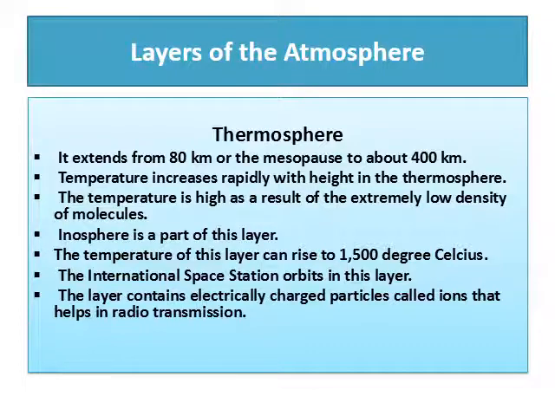Now the next layer is thermosphere. It extends from 80 km or the mesopause to about 400 kilometers. Temperature increases rapidly with height in the thermosphere. The temperature is high as a result of the extremely low density of molecules. Ionosphere is a part of this layer. The temperature of this layer can rise to 1500 degrees Celsius. The International Space Station orbits in this layer.